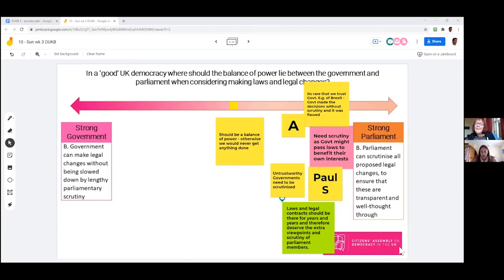Another thing we looked at was that laws and legal contracts should be there for years, not just something that can be changed here and there. So the laws need that scrutiny, that level of detail looking into them, so that they can be around for years and years, not just wishy-washy, oh yeah, we'll do that.